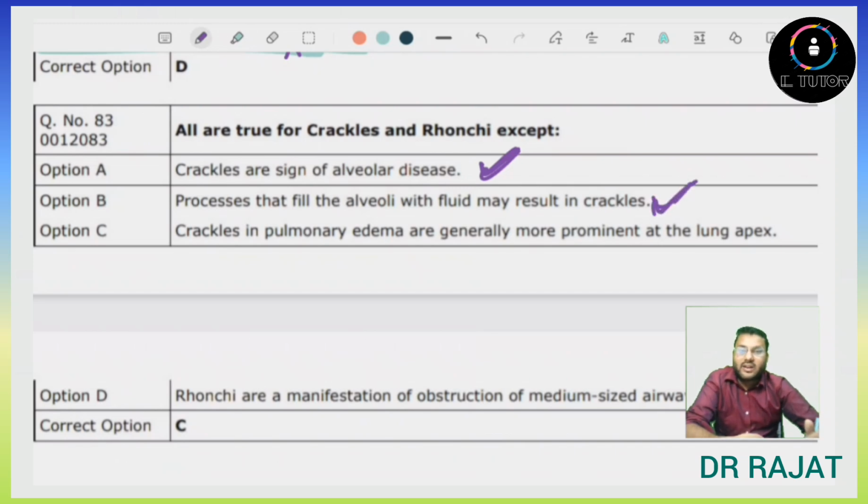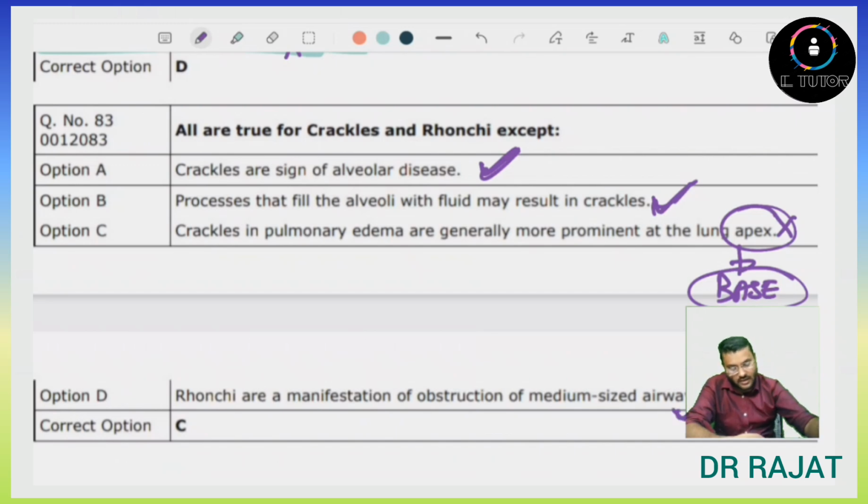Crackles in pulmonary edema are generally more prominent in the lung apex. This is false because they are more common in the base. And bronchi are a manifestation of the obstruction of the medium-sized airway. This is true. So here the answer will be option C, that crackles in pulmonary edema are generally more prominent on lung apex, which is a false statement.